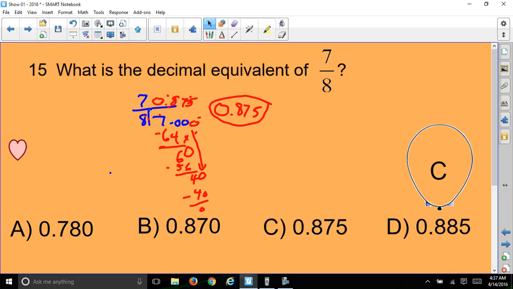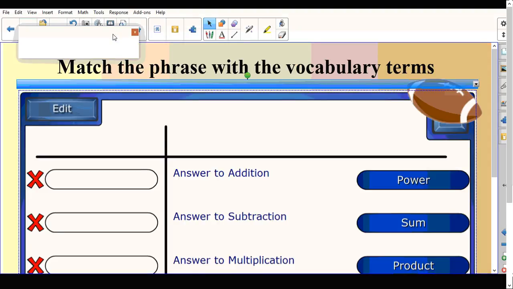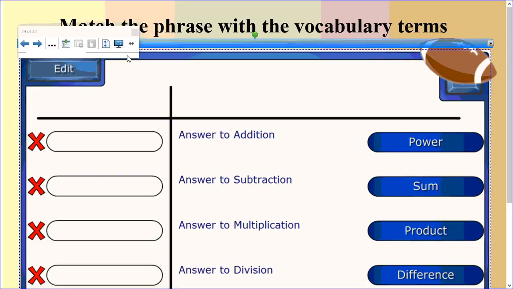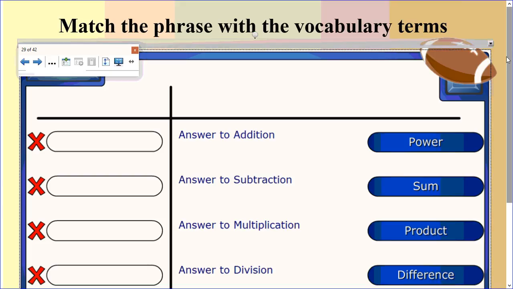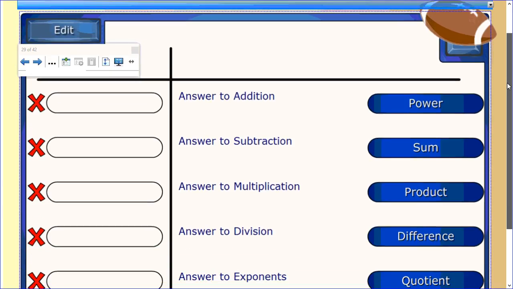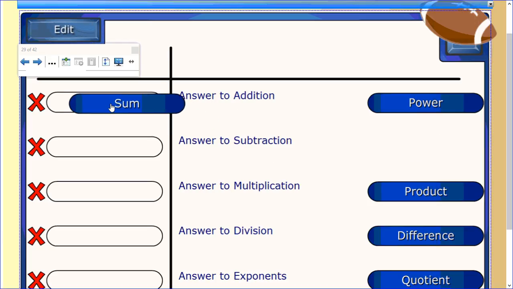Okay, let's keep going, see what else we got here. Oh, we have a nice math game. It's a vocabulary game I like. So we have to match the phrase with the vocabulary term that's in the bubble there. So we have answer to addition. I remember that's called sum. So let's put that in there.